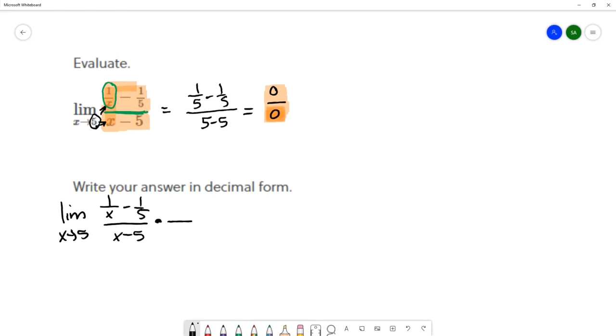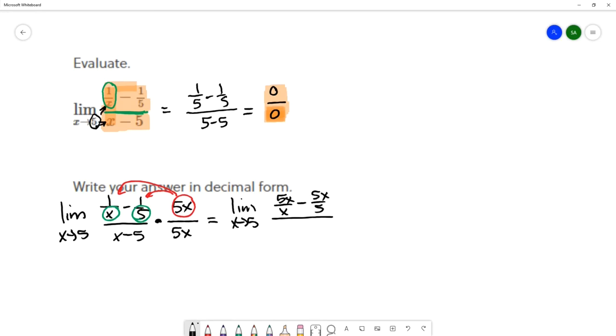I'm going to multiply the numerator and denominator by the least common multiple of these denominators here. So I'm going to multiply by 5x over 5x. This is going to clear the fractions. I'll use the distributive property and distribute the 5x to both terms. That'll give me the limit as x approaches 5 of 5x over x minus 5x over 5.